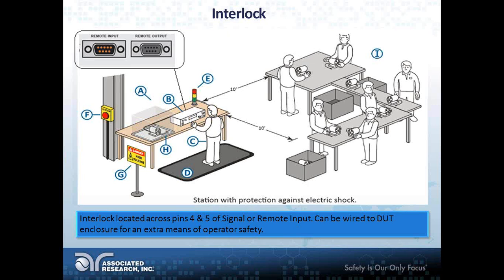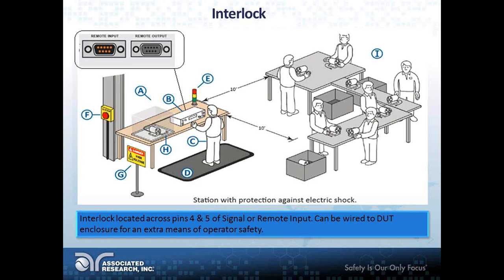Interlock. This one is a pretty straightforward one too. So you can see there, letter B is pointing to the Hipot tester, and I did a little expand out bubble on the back of the Hipot tester. You have a remote input and remote output. Our interlock is located between pins 4 and 5 of the signal or remote input.